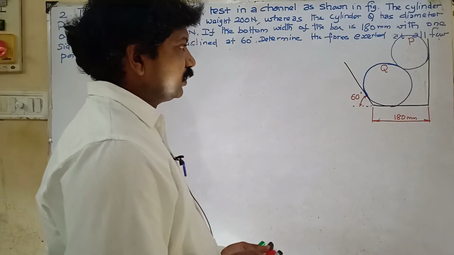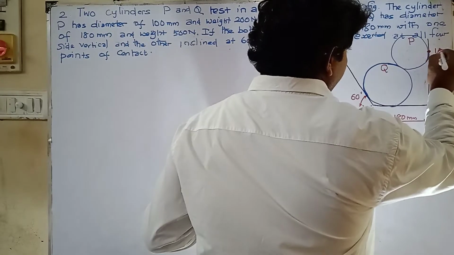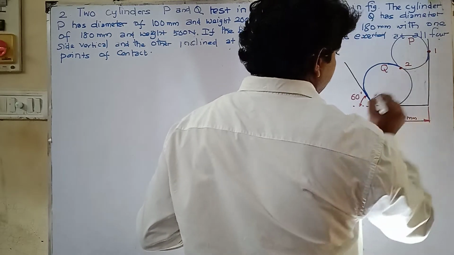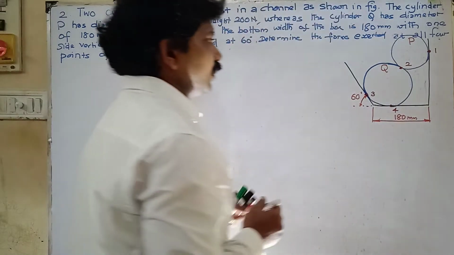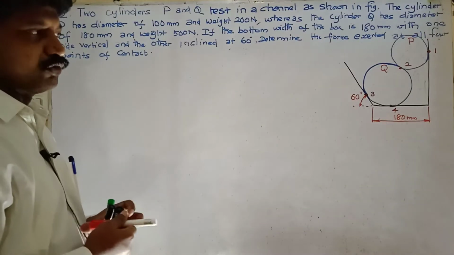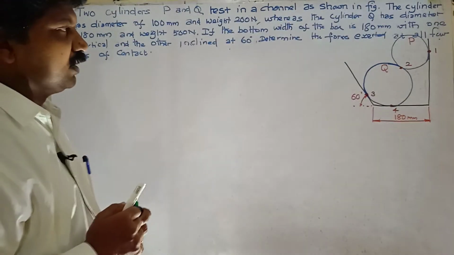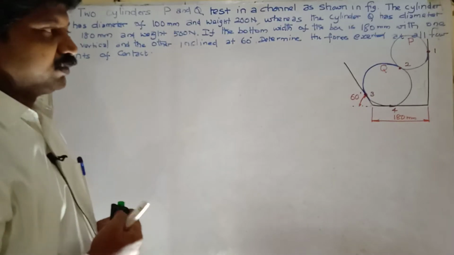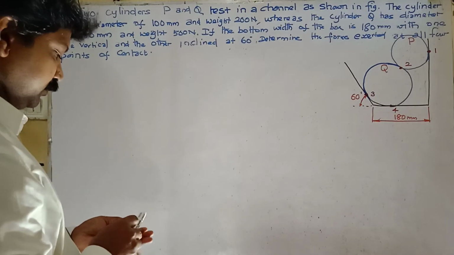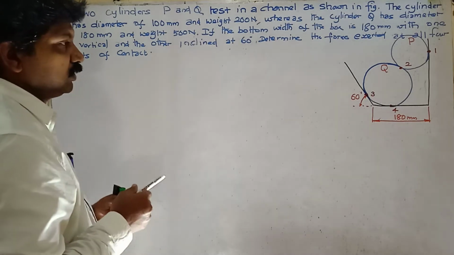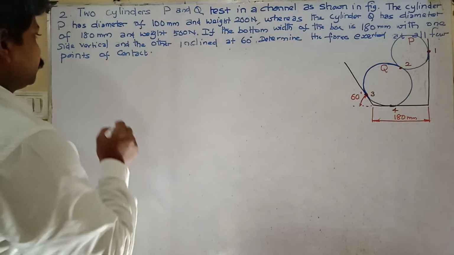First of all, give a name to all 4 contact points. And then next, as usual, draw the free body diagram of each cylinder and form the equations. From the equations, find the force exerted at all the 4 contact points. First, the free body diagram of cylinder Q.